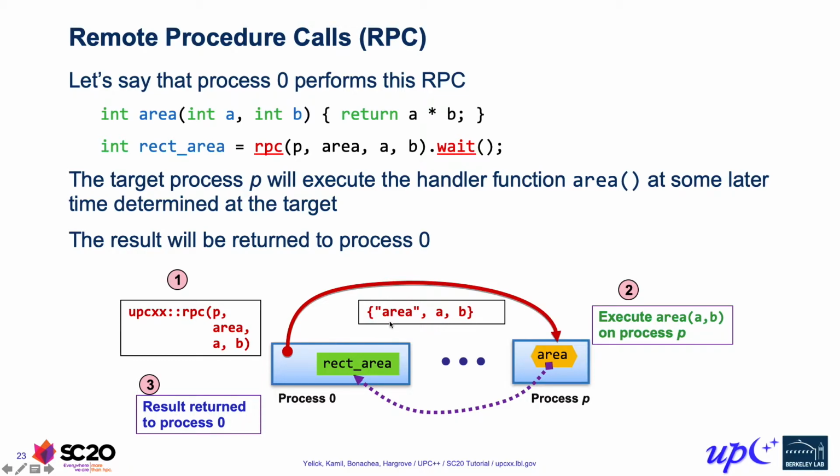Now it doesn't actually take the code for the function and send it over. Remember, each process is running the same code image, so if there's an area on the source process, there's an area on the target process as well. So instead we do some translation under the hood and pass a reference to that function. The arguments get packaged up as well, and so this combination gets enqueued on the target process, and at some later point the target process will actually execute the function, and if there's a result, it will send that result over to the source process. If there's no result, then it'll just send a notification that the function has been executed.